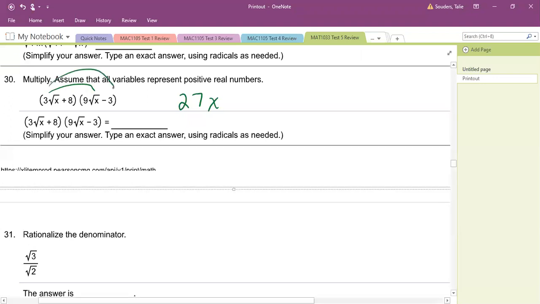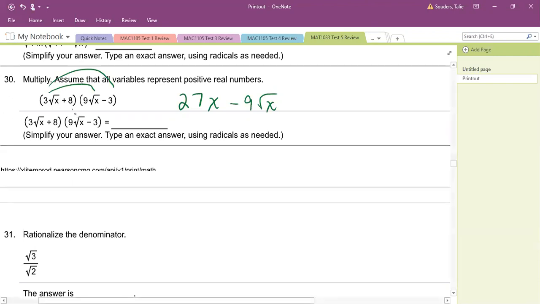Okay, outer term, 3 square root of x times negative 3. The 3's are both outside the radicals, so they can be multiplied together, right? So what is 3 times negative 3? Negative 9. Negative 9, and then there's a square root of x attached. So I like to focus on that. Like I say, what world are we in, right? If it's under a radical, then it can be multiplied by something else under a radical. But if it's not, then it multiplies together on the outside. So you have to pay attention to where everything is.